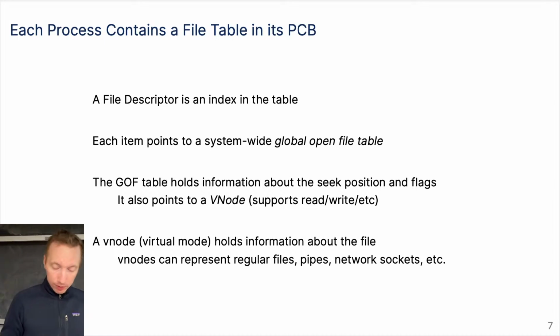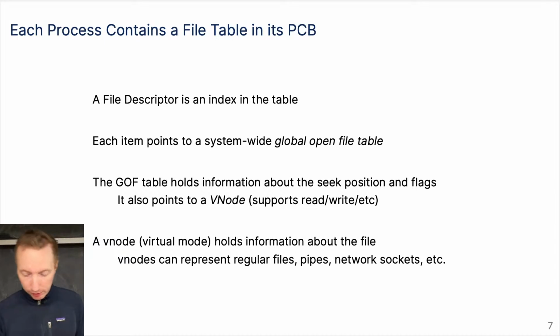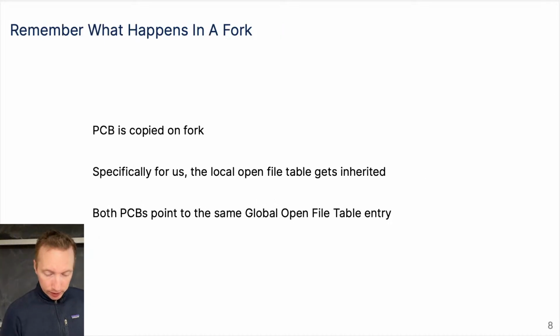And a V node is just anything that can support reading and writing. So the V node will hold information about the file, and that's some internal stuff that we won't go into in this course, but it could represent regular files, pipes like we said, which would just be a buffer, sockets, and other things, even directories.